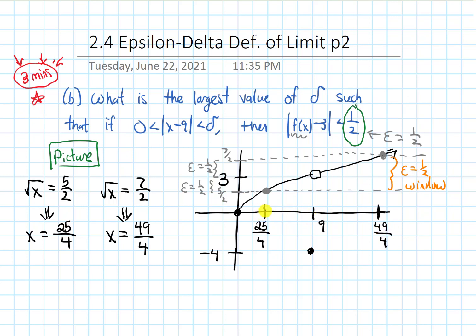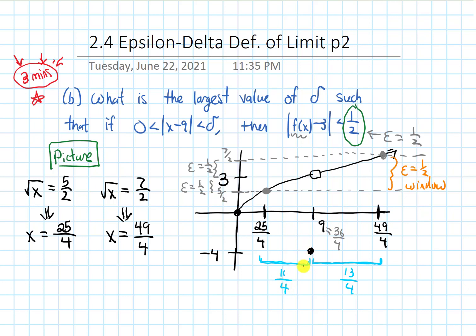Okay, so I need to know how far away are those from 9. Okay, so I need to know what this distance is, and I need to know what that distance is. So it'll help to get a common denominator with a 9 and those other fractional terms. If I multiply the 9, top and bottom by 4, I get 36 over 4. That's what 9 equals. So now for this distance, I got to do 49 over 4 minus 36 over 4. So that is 13 over 4. For this other distance, I got to do 36 over 4 minus 25 over 4. And that is 11 over 4.